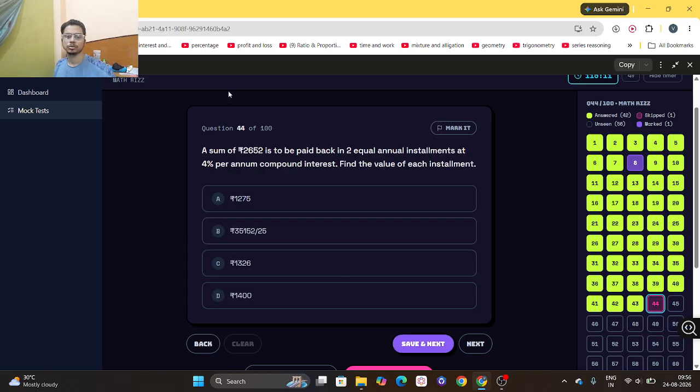A sum of 2,652 is to be paid back in two equal annual installments at 4% per annum compound interest. Find the value of each installment. A sum of 2,652 is to be paid back in two equal annual installments. It's going to take some time.